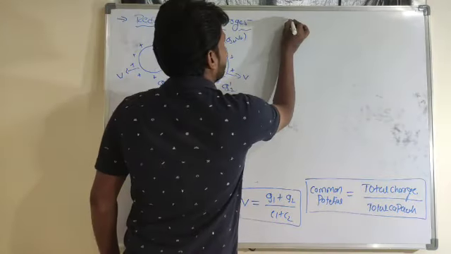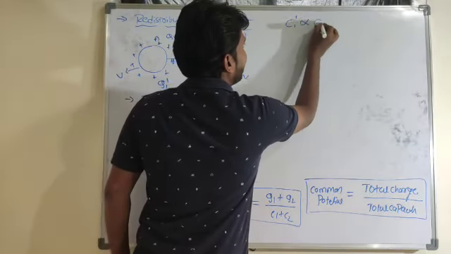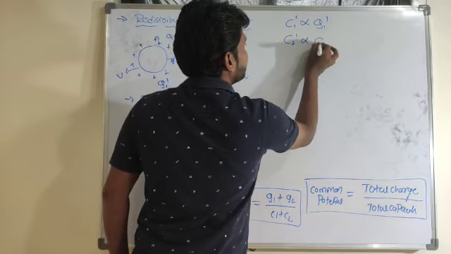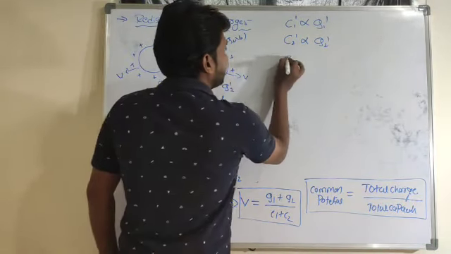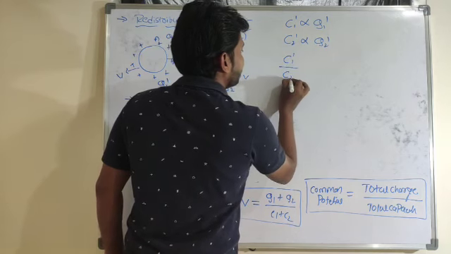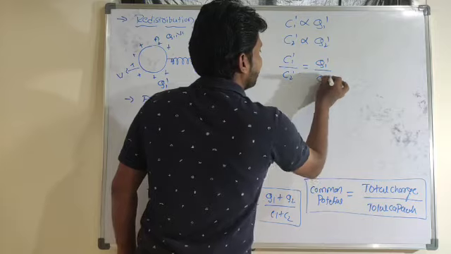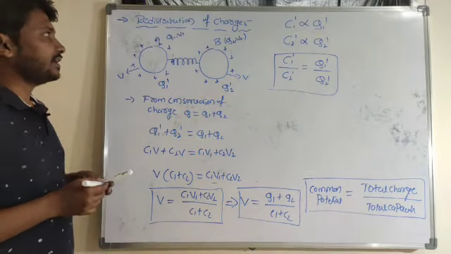So after connecting, the new capacitance is C1 dash and its charge is Q1 dash. The new capacitance is C2 dash and its charge is Q2 dash. If I take the ratio C1 dash divided by C2 dash, it is equal to Q1 dash by Q2 dash. So this is the required expression I can consider here.